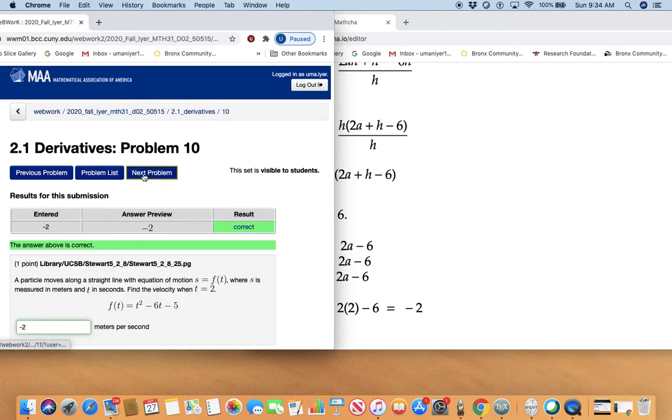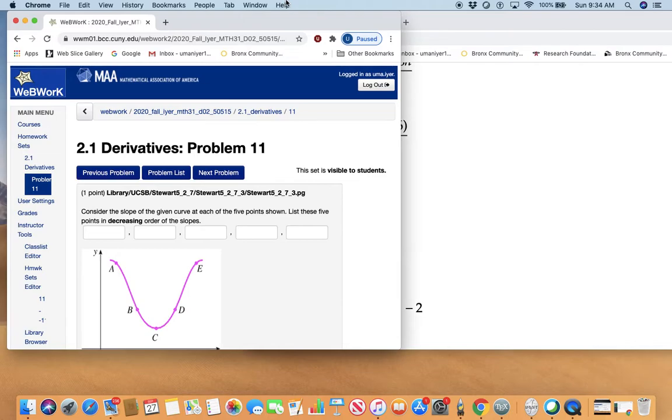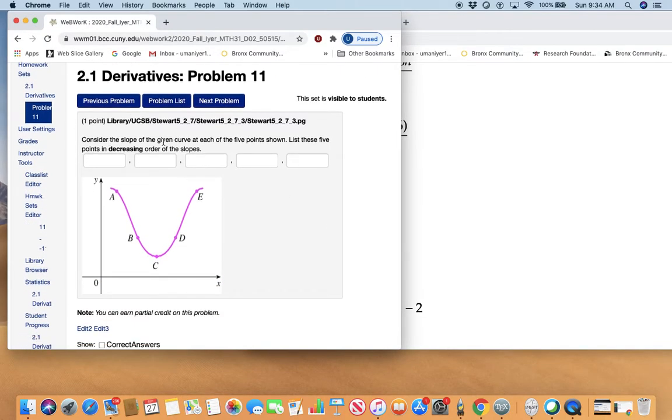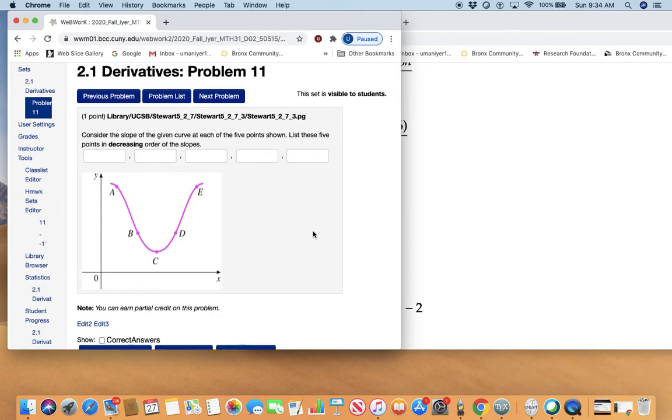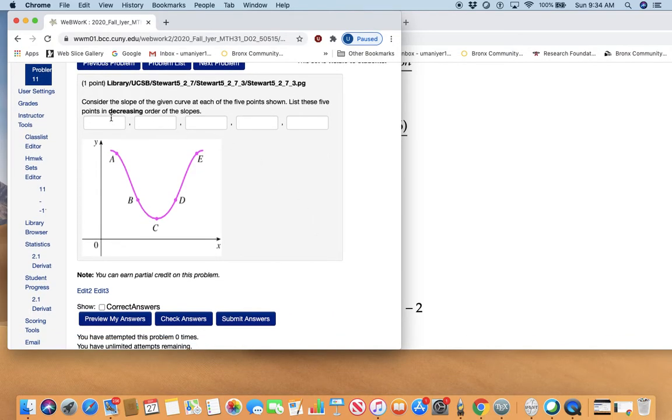All right, next problem. Okay, so here we have pictures. Consider the slope of the given curve at each of the 5 points. List these points in decreasing order of the slopes. All right. So which point do you think has the highest slope? So you want to start from the highest slope onwards. This has negative slope, 0 slope, positive slope, and positive slope. So I want to put positives first because I'm going to decrease in slope.